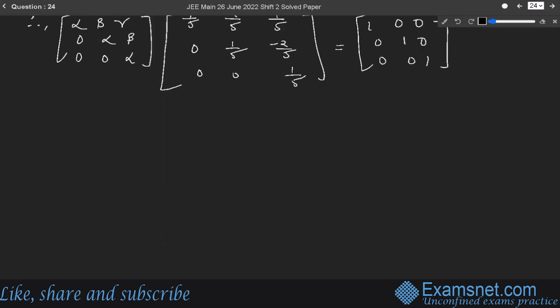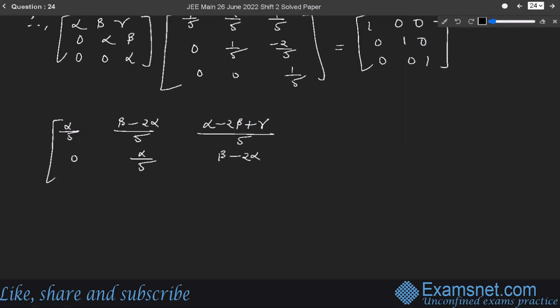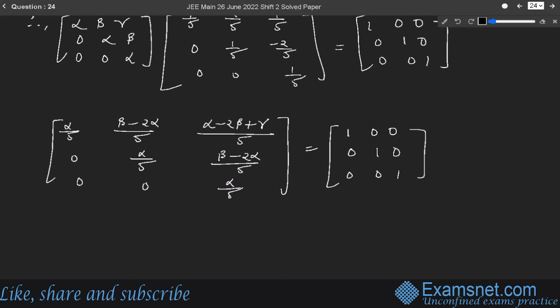So on further multiplying, we can say that [alpha upon 5, (beta minus 2 alpha) upon 5, (alpha minus 2 beta plus gamma) upon 5; 0, alpha upon 5, (beta minus 2 alpha) upon 5; 0, 0, alpha upon 5] is equal to the identity matrix, which is equal to [1, 0, 0; 0, 1, 0; 0, 0, 1]. So we can say that alpha will be equal to 5, beta will be equal to 10 and gamma will be equal to 15.